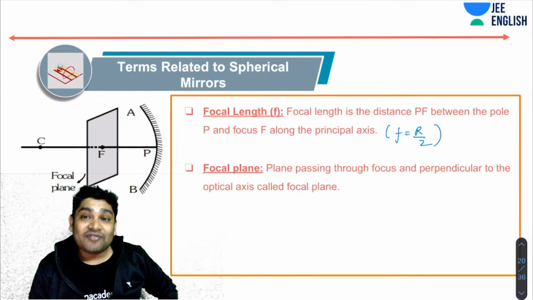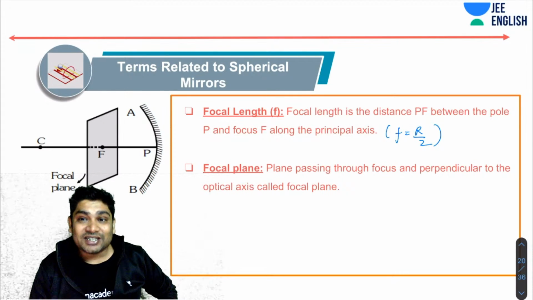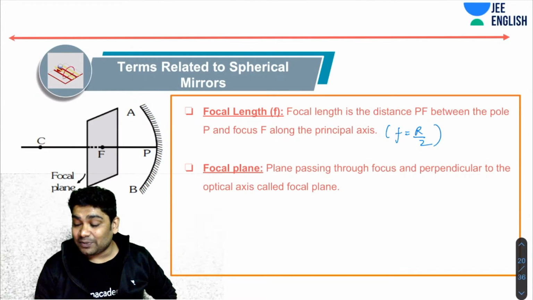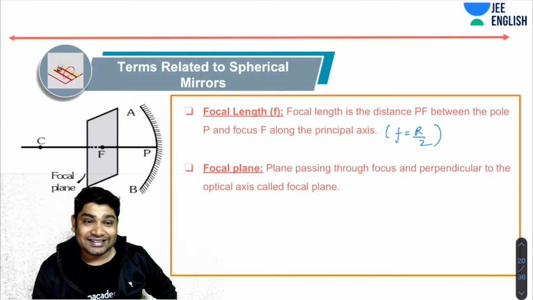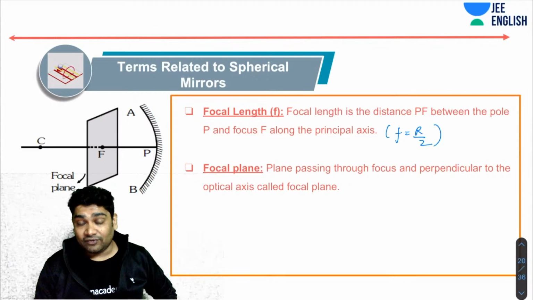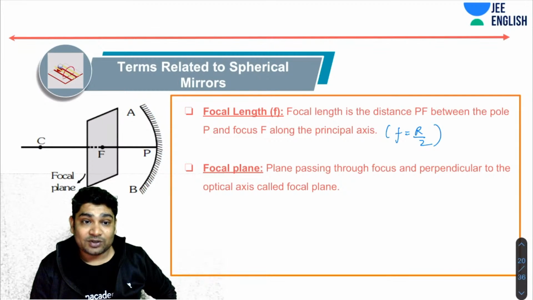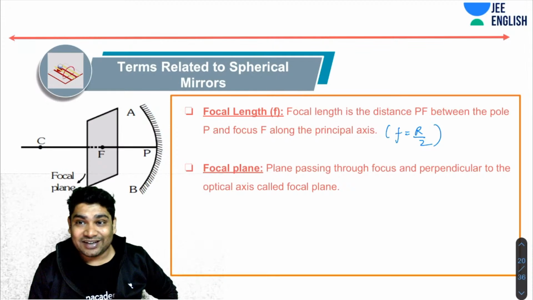Now, then we also have a focal plane. That's the plane passing through the focus and perpendicular to the optical axis. So this principal axis is also called the optical axis. A plane which passes through the focus and is perpendicular to this, as has been shown here, is called the focal plane. So these are the important terms that we needed to talk about before starting our study.